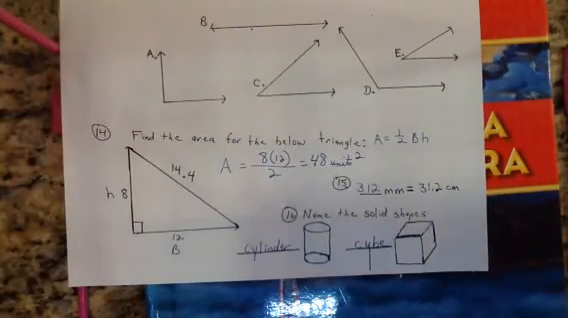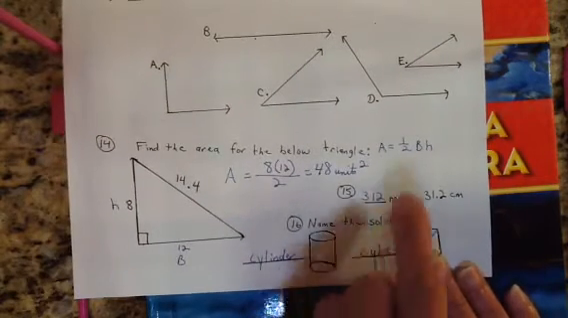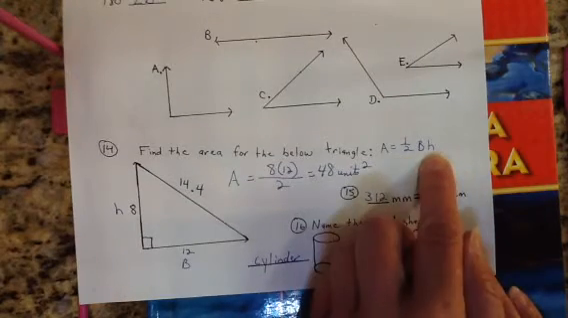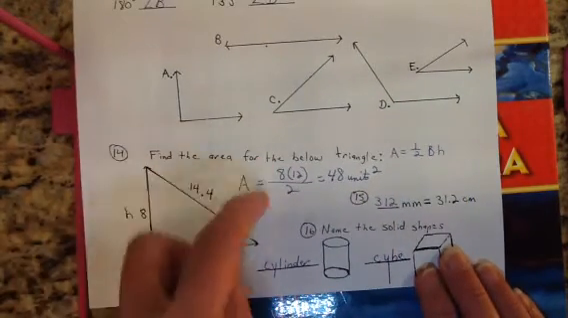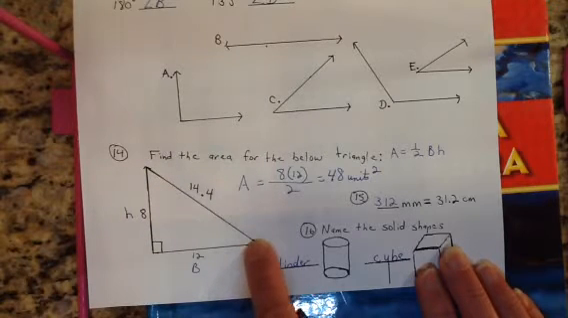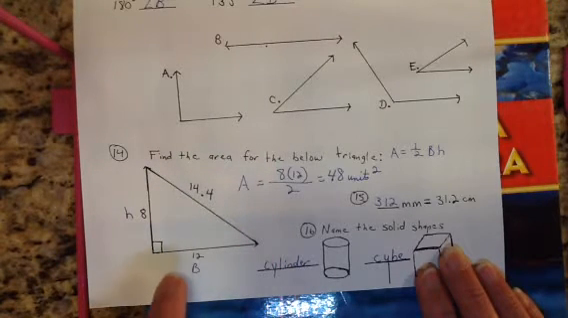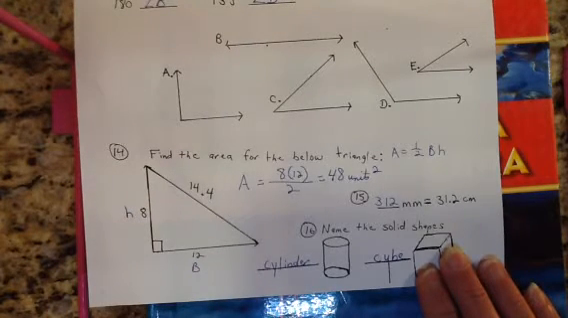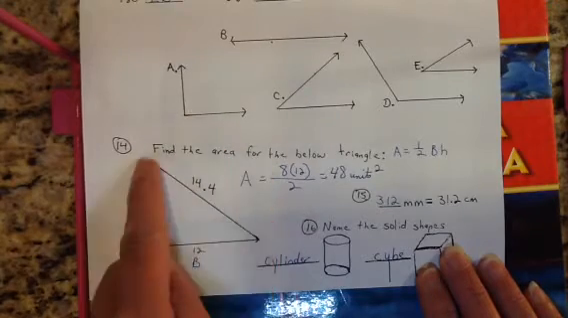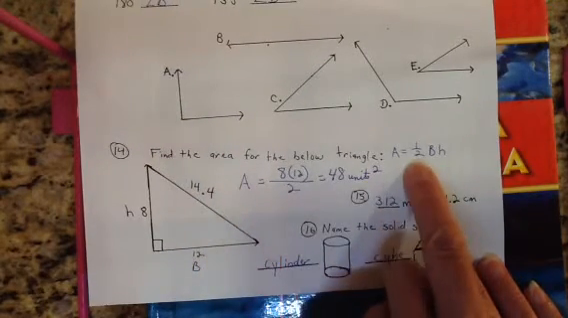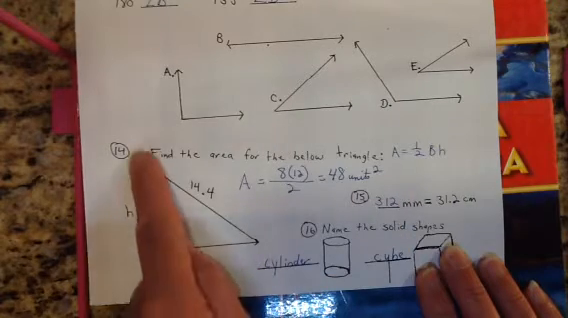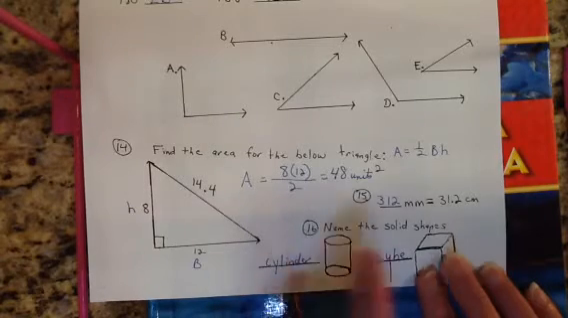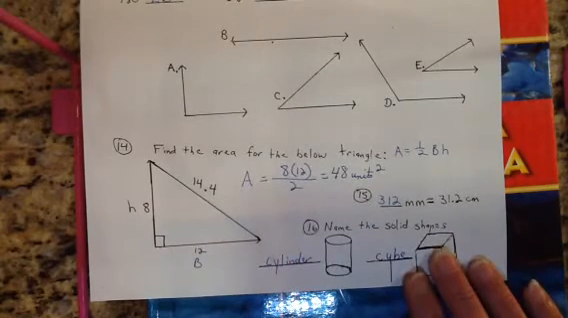All right, 14. Find the area for the below triangle. Well, our area formula is 1/2 the base times the height. Remember, if you had a rectangle, so if you had the other part of this, the area would be length times the width. Well, this is only half of a rectangle, so that explains why we have to do 1/2 times the base times the height. We could just say length times width as well. 1/2 that, and there's your triangle area.